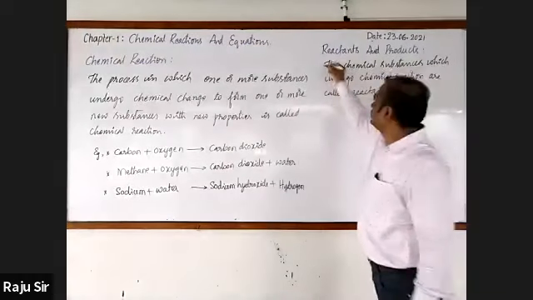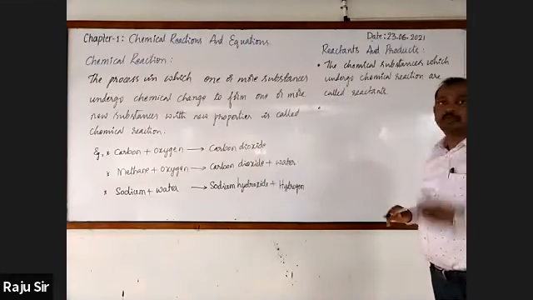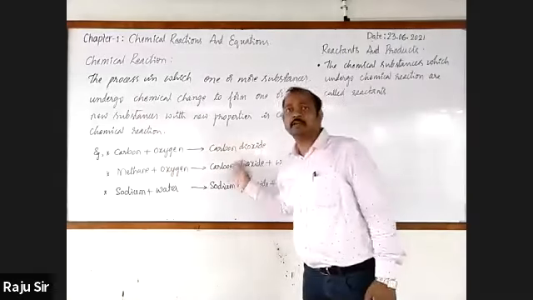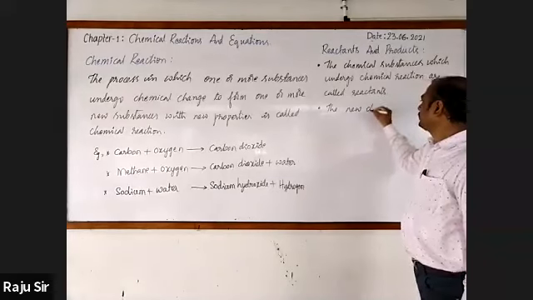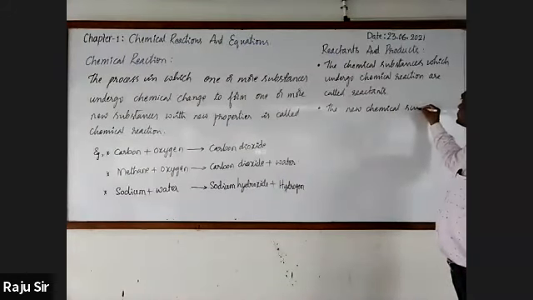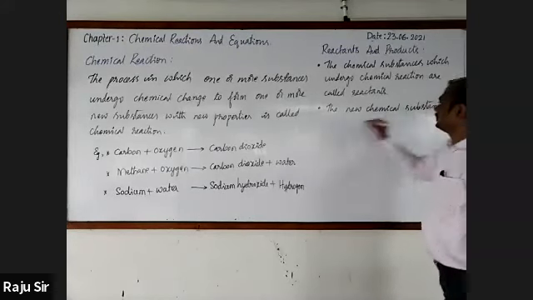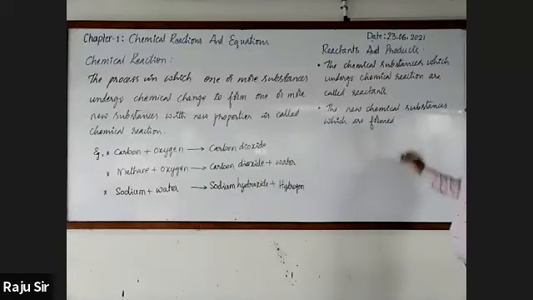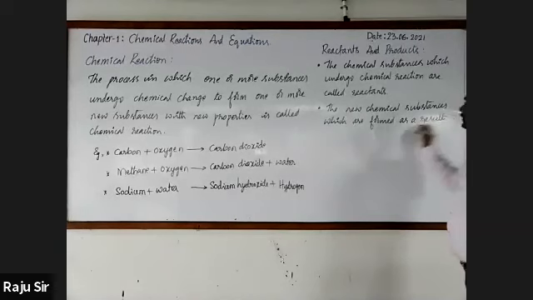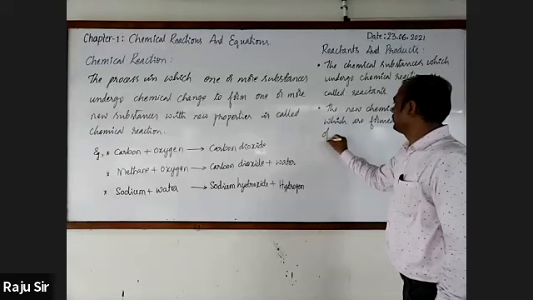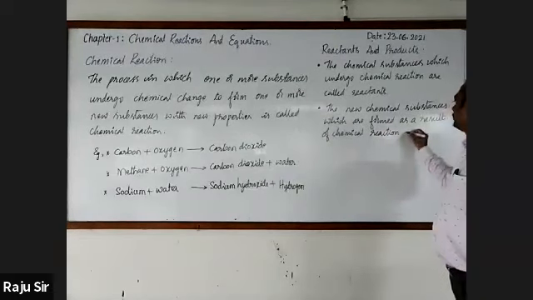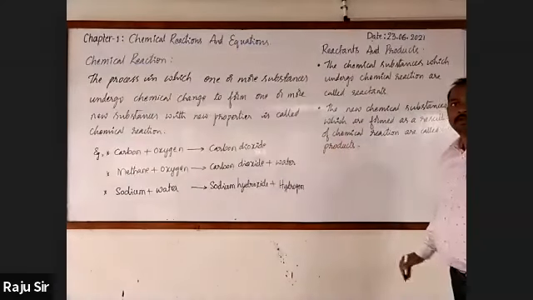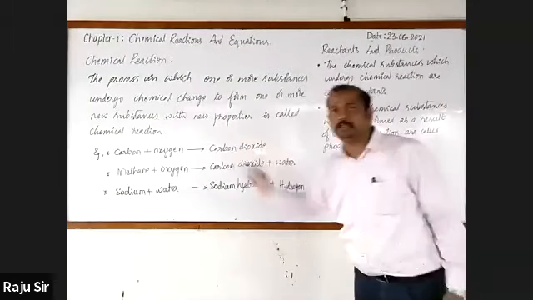Next, below that, you have to write the definition of products. See, products, these are the new substances, or these are also chemical substances that are formed as a result of chemical reaction. Right? The new chemical substances which are formed or which are produced during the chemical reaction, which are formed as a result of chemical reaction, are called products.